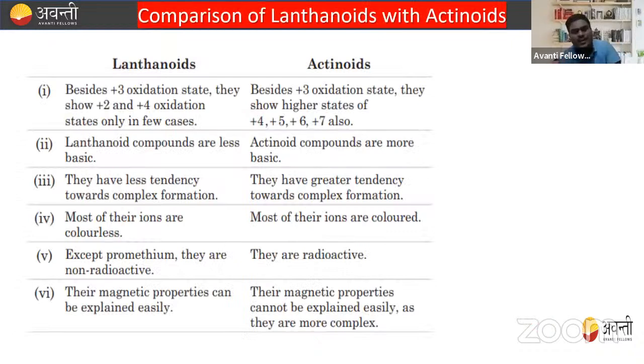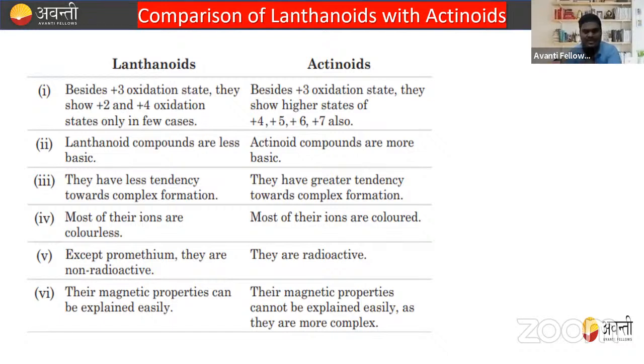Now, what are the main differences between the lanthanides and actinides? So how will you differentiate these two? The first difference is the oxidation state. Besides the +3 oxidation state, lanthanides can also show +2 and +4 oxidation states only in a few cases, right? Now, what about actinides? Besides the +3 oxidation state, they show higher states like +4, +5, +6, and +7 also, right.